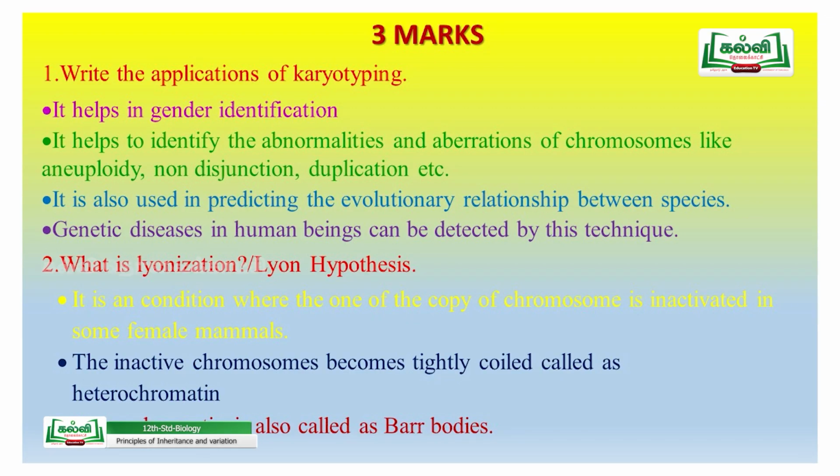Now let us go to the 3 marks questions. Write the applications of karyotyping. You have 4 to 5 points in them. The first one is that it helps in gender identification, and it helps to identify the abnormalities and aberrations of chromosomes like aneuploidy, non-disjunction and duplication, etc. Here I have combined the 2 marks, and you can write it as it is, or you can elaborate that into 2 points as in your textbook.